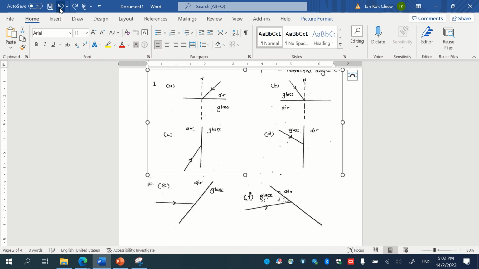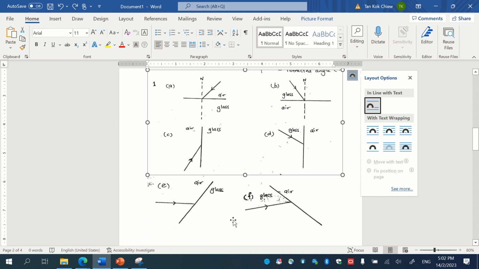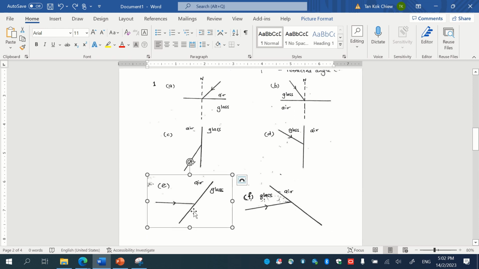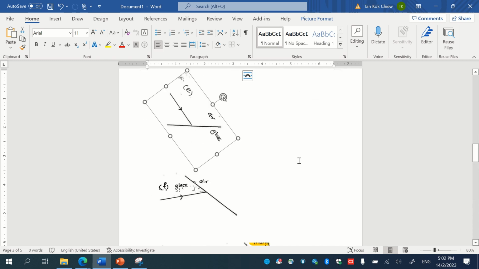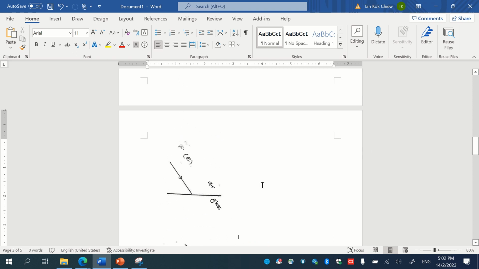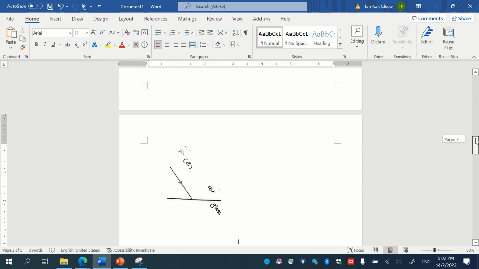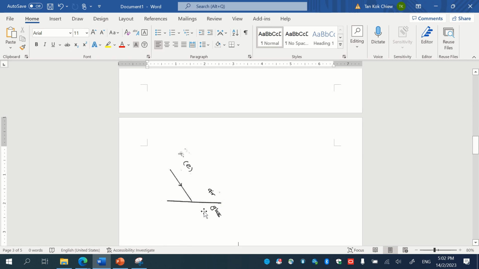Now, diagram E and F, I would like to show you. Some students see a slanted surface between air and glass and get very frightened. Again, there's nothing to fear. Just turn your paper until the interface between air and glass becomes horizontal to you. When it becomes horizontal, things become clearer.